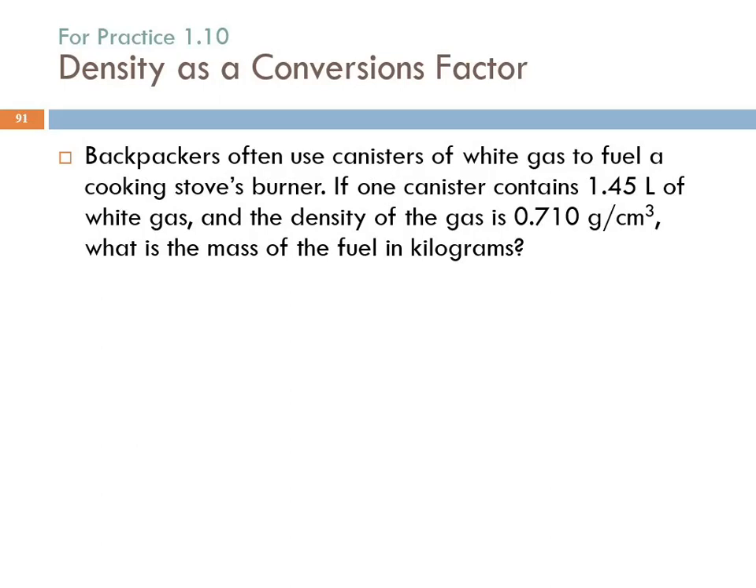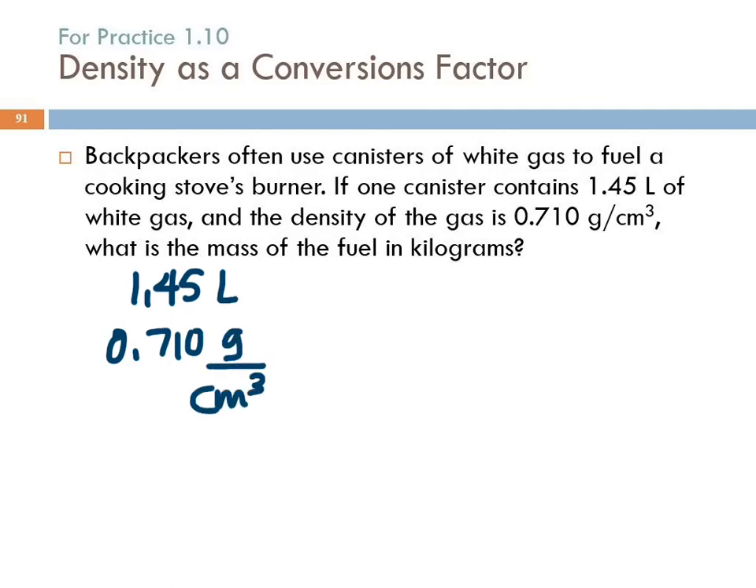So we read the problem. Now we're going to sort. Well, we've been given some numbers. We've got 1.45 liters, and we've got 0.710 grams per cubic centimeter. When these compound units or derived units are typed out, it's a lot easier to use a slash. When you write them out by hand when you're doing a problem, write that fraction vertically so that you realize it's a fraction. So that's the information that's given.